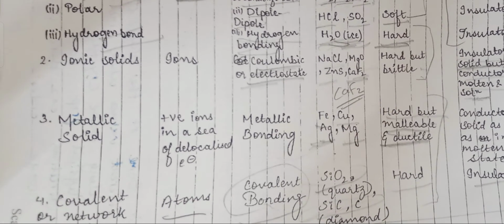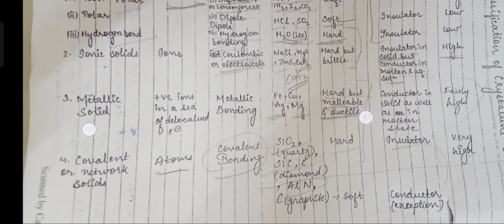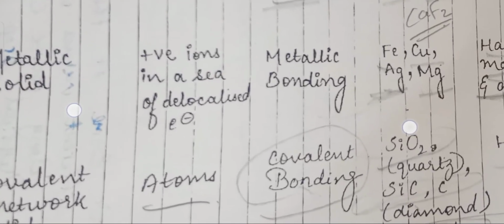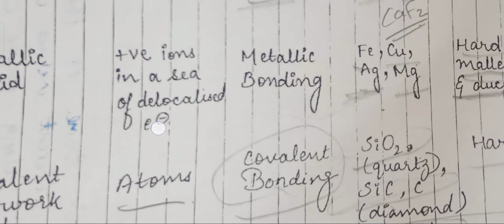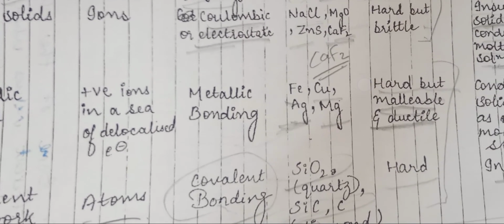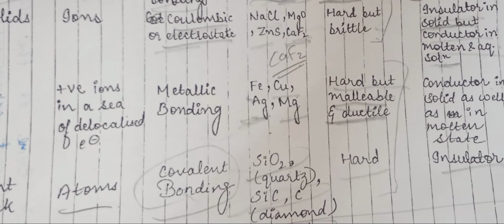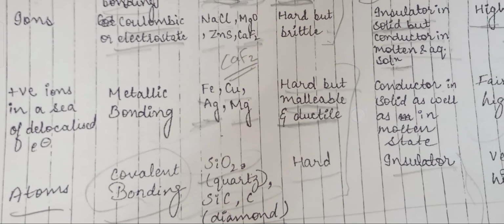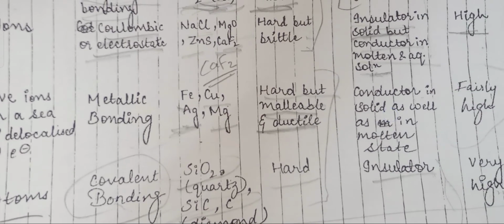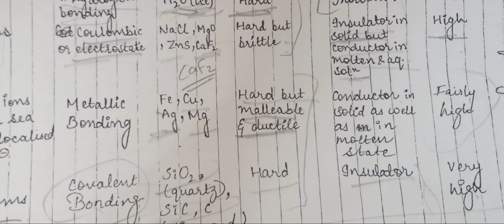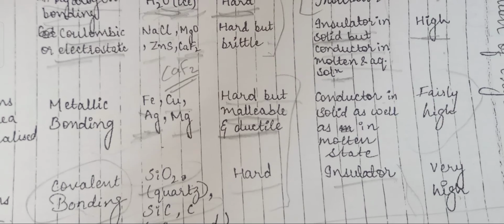Next we have metallic solids. Here the constituent particles are positive ions in a sea of delocalized electrons, and the attractive forces are metallic bonding. Here we have a few examples: iron, copper, magnesium, manganese. Their nature is hard, but they are malleable and ductile. Malleable means they can be beaten into thin sheets, and ductile means they can be stretched. We've learned this before in previous classes. They are conductors in both states, and their melting points are fairly high.